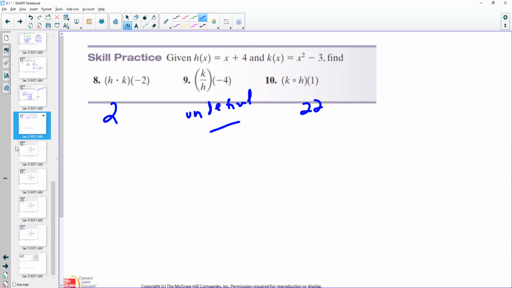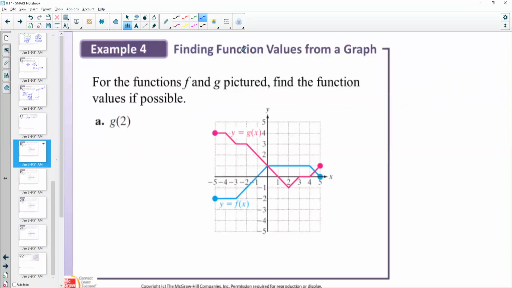The last part in this section is about finding function values from a graph. There's really no calculation here. What you're going to do is put your finger on the graph, okay? So the pink function here is g of x. The blue one is f of x, okay? I want to find g of 2. So I look for when g is 2, this is the y at that value.